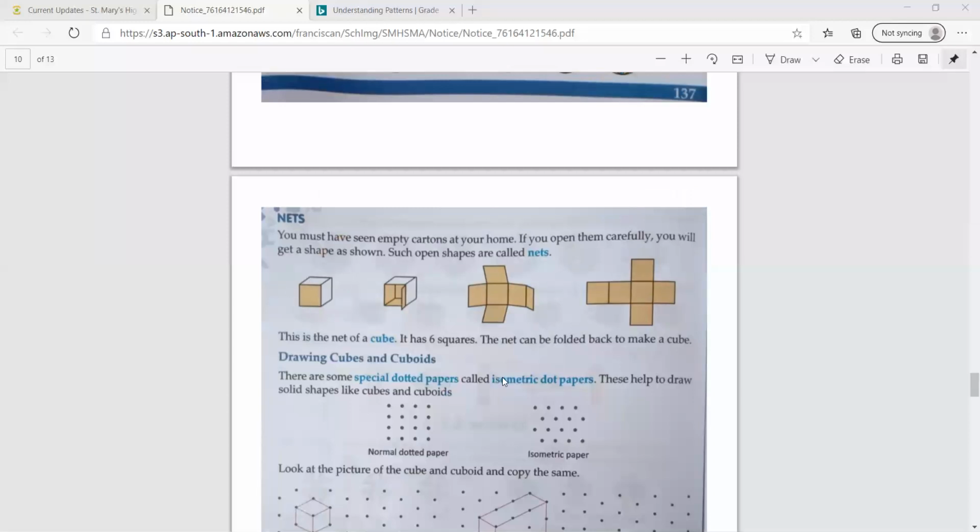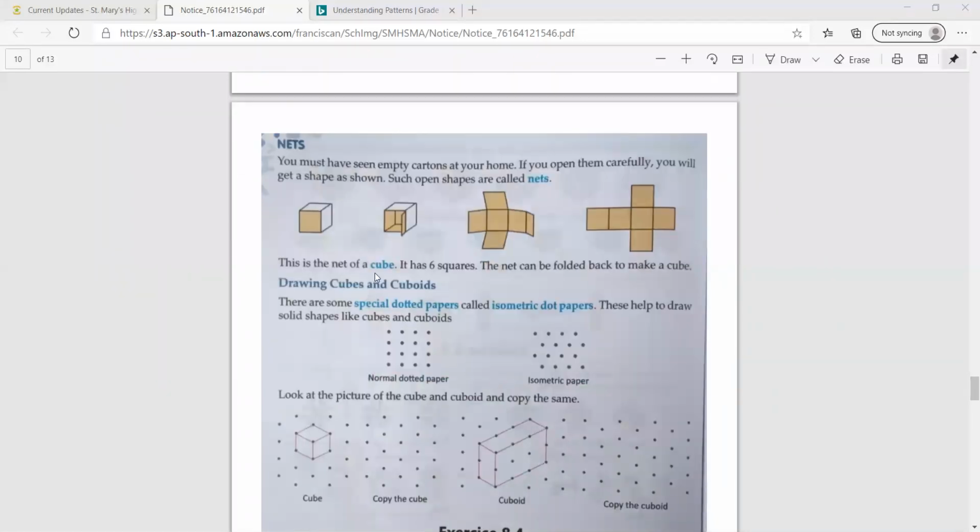If you have observed the pizza boxes also, the boxes in which you get your pizza, that also you can open it up and you can close it. The box in which you get the cake, that is also a net. But it may not be the net of a cube. It is the net of a cuboid sometimes.